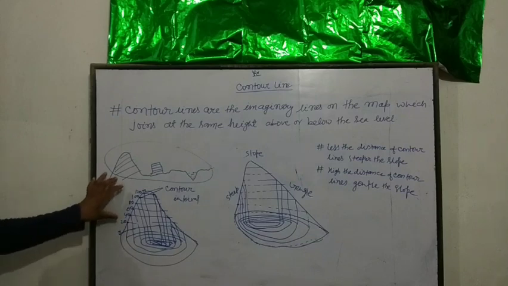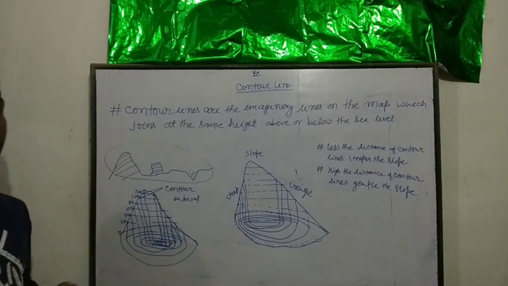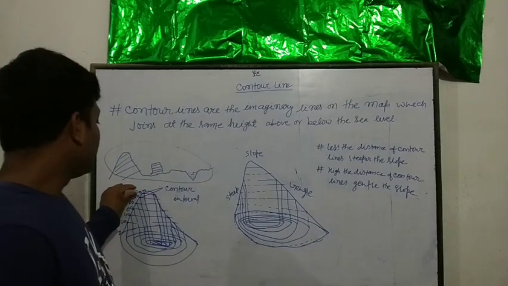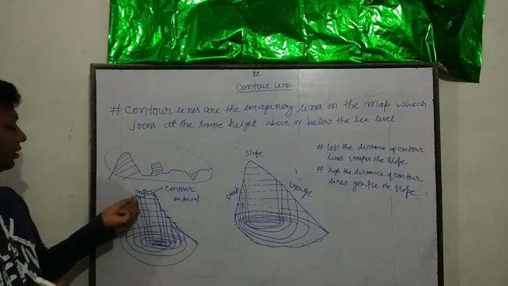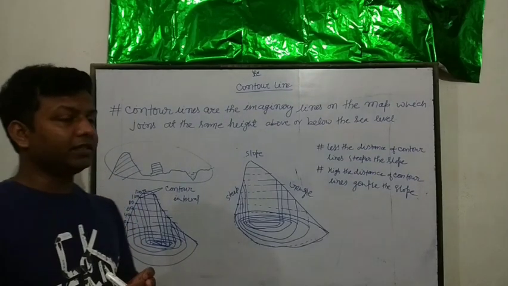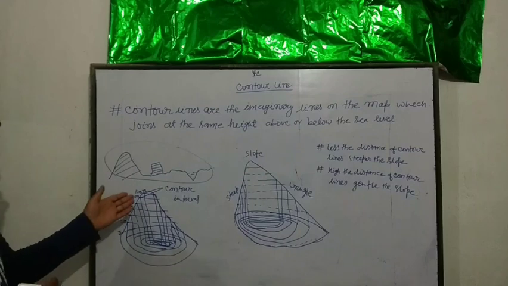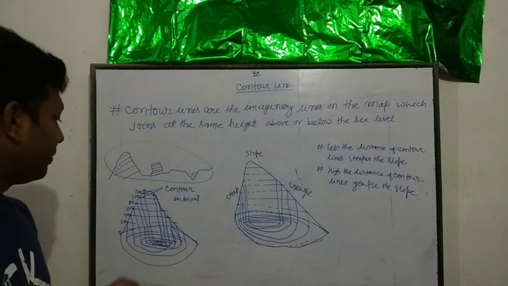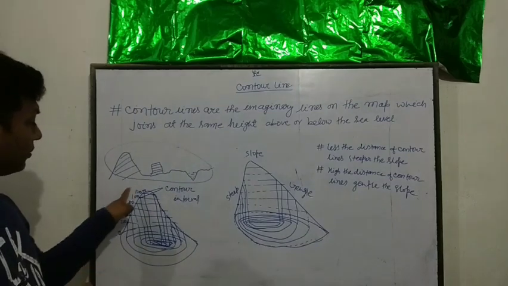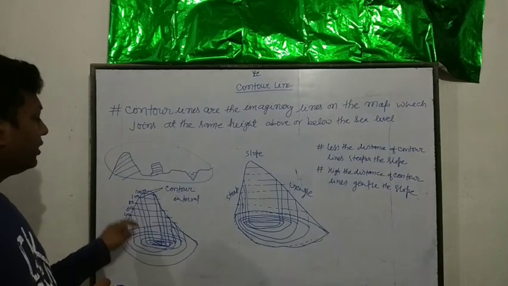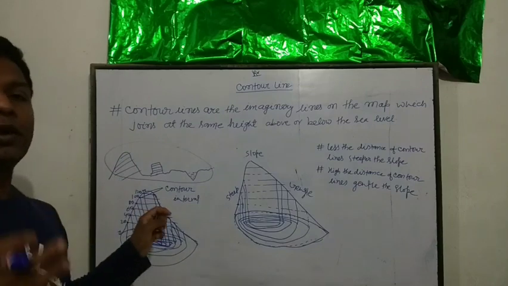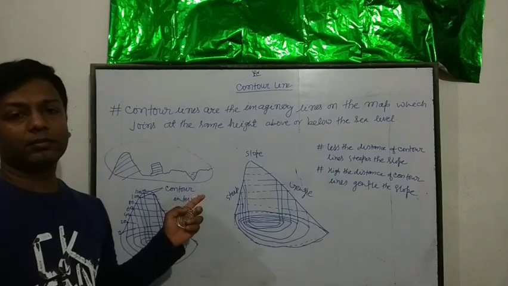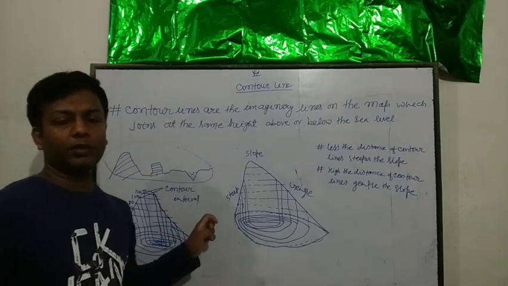And each two contour lines have the same distance and difference. In the Indian contour line maps, it is almost 20 meters difference. You will quite often note this. So this is a contour line, and the difference between the vertical heights of two contour lines is called the contour interval. Okay, I hope this is clear.